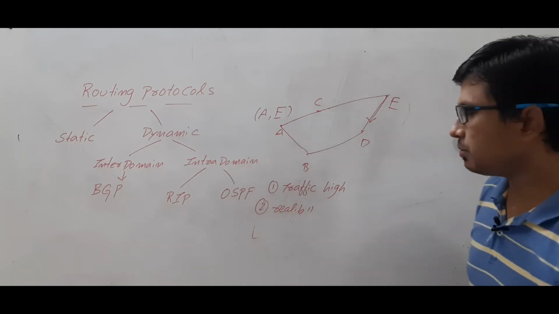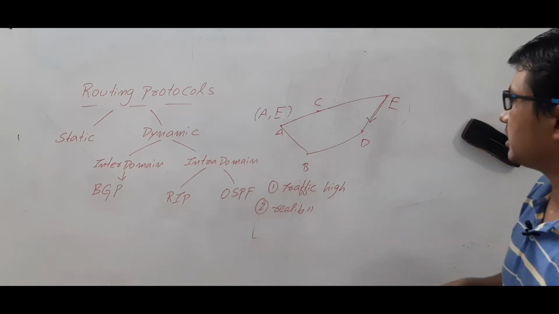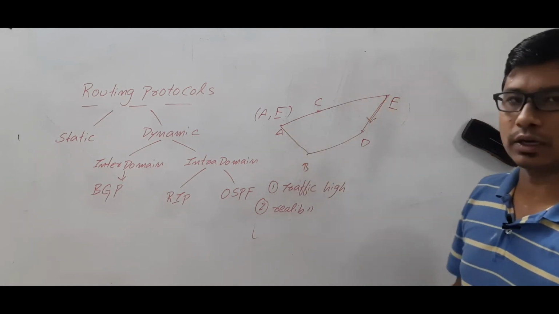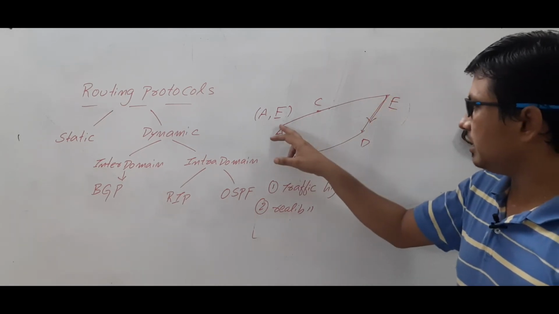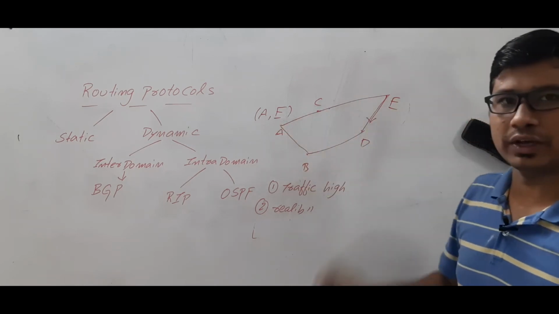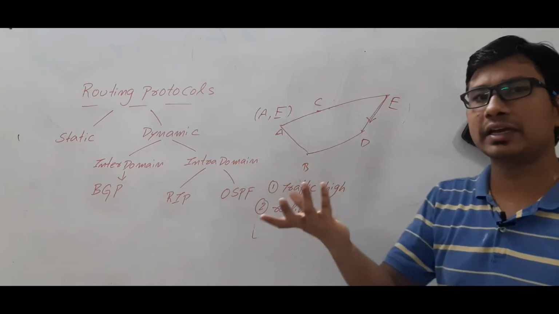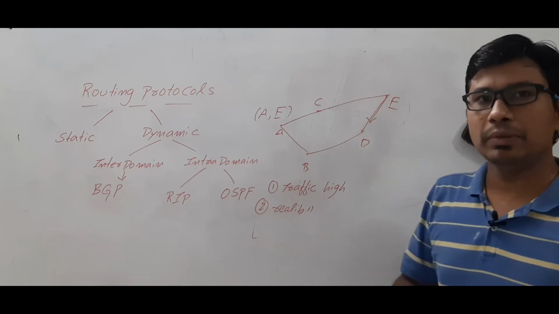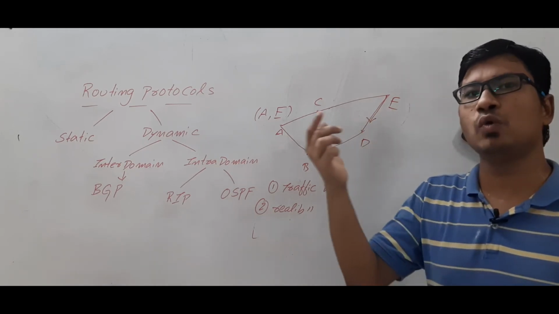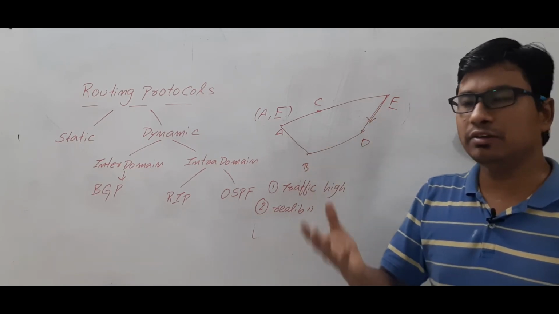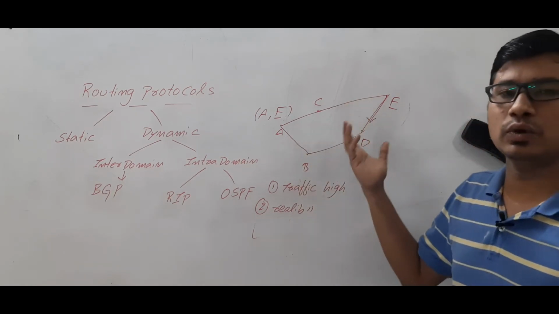Okay? Why is reliability high? Suppose A wants to forward the packet to E. Now A is sending via C and also via B, so at least one packet can be delivered to E. But if you are using a routing protocol, you will send the packet using one path. While sending it, the link goes down.